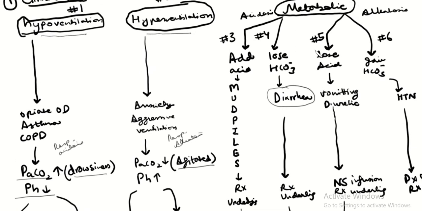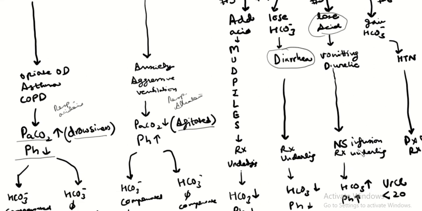On the other end of the spectrum, you can have metabolic alkalosis, which means the pH is going to be high and the bicarb is going to be high. It could be because you've lost acid on the metabolic side, from vomiting or diuretic therapy. And the way to correct it is normal saline infusion and treat the underlying condition.